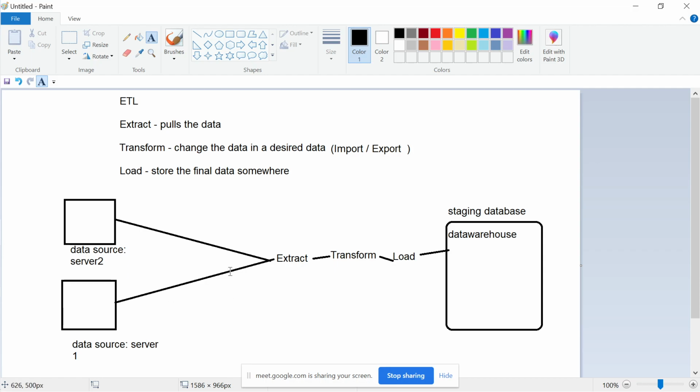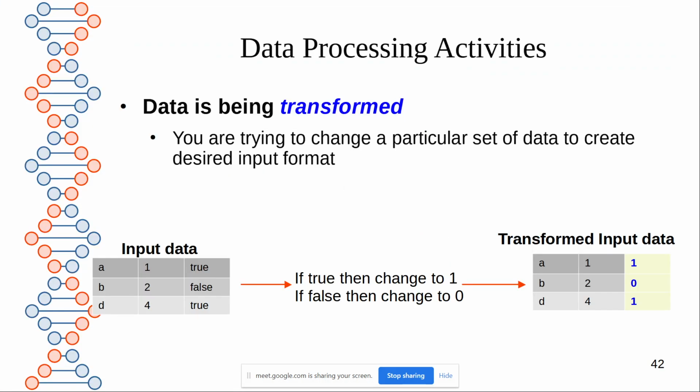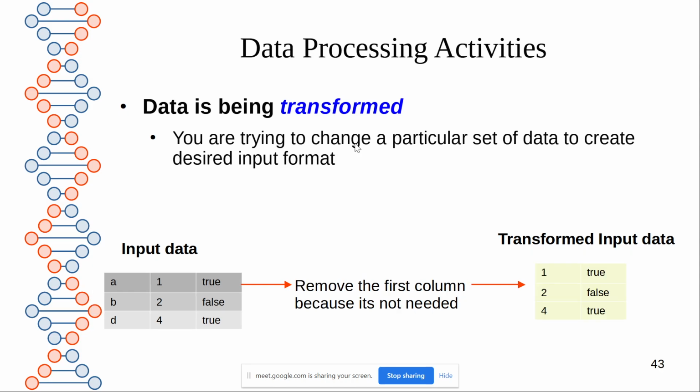So that has been extracted. Transformed: if you wanted to make it cleaner, in some kind of a transform format, we will change the data. Loading is finally putting it in one place, and then you can fire queries to this data warehouse. So I hope you all understood what ETL is and what data being transformed means. It is changing the data.